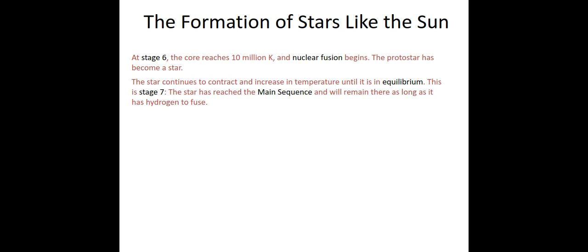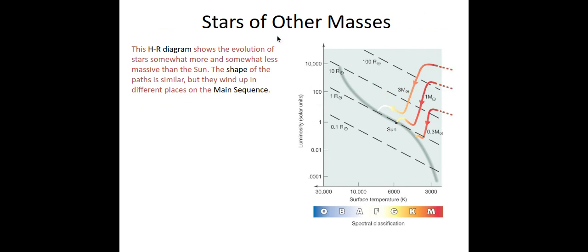So that's kind of the adult version of the star, and it will remain there as long as it has hydrogen to fuse. If you have a larger chunk of stuff, it will kind of do this. So this middle one is what made the sun. If you have a larger chunk of the nebula, it would end up just further up the main sequence here. If you have a smaller chunk, it would end up further down the main sequence down here.